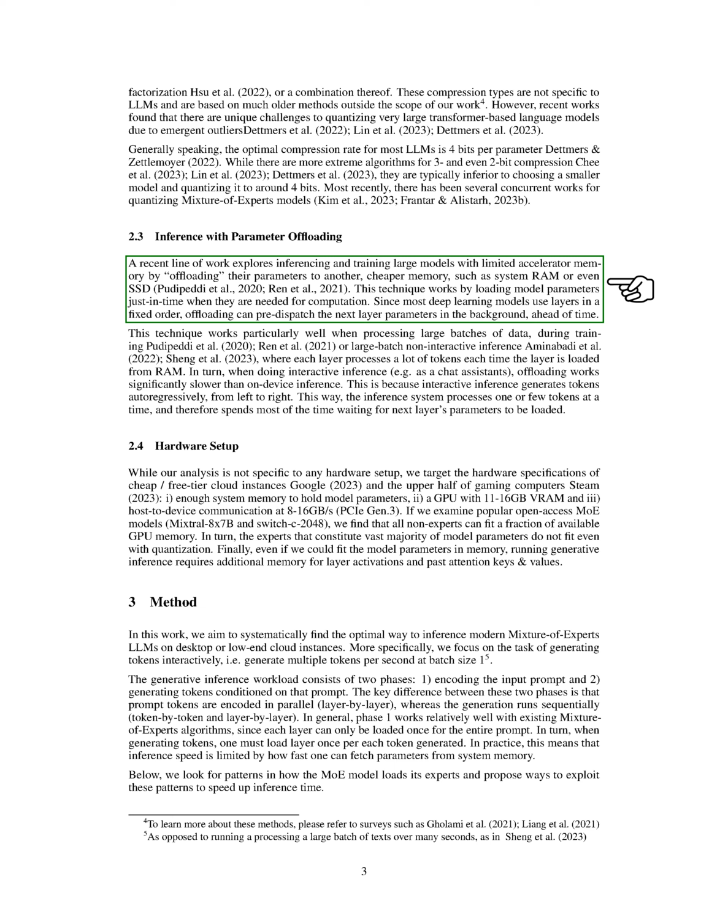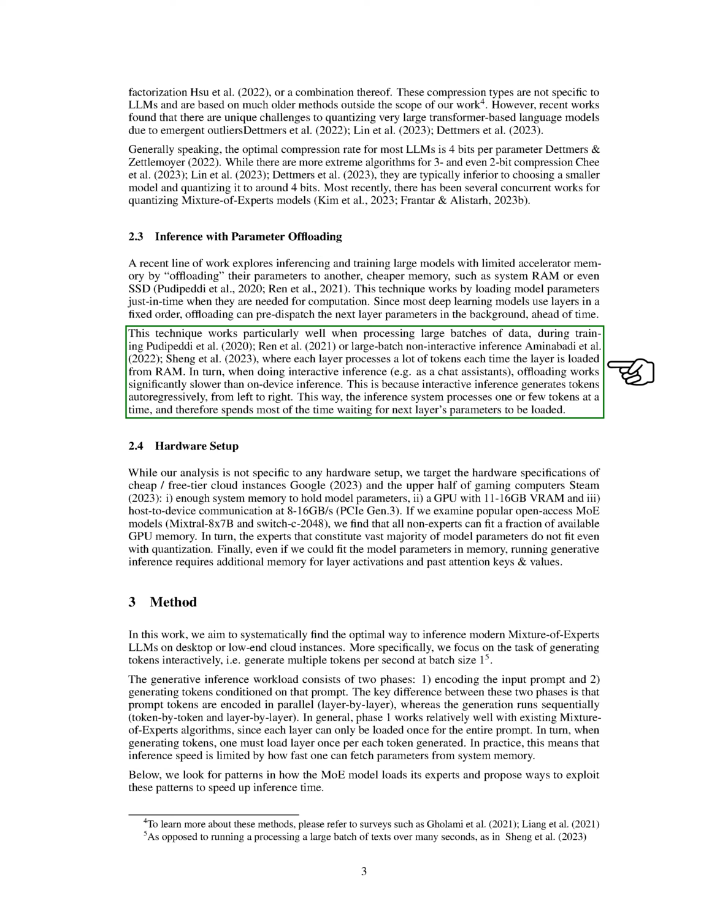Another approach to handling large models with limited accelerator memory is to offload their parameters to another, cheaper memory, like system RAM or even an SSD. This technique works by loading model parameters just when they're needed for computation. Since most deep learning models use layers in a fixed order, offloading can pre-dispatch the next layer's parameters in the background, ahead of time. This works particularly well when processing large batches of data, during training or large batch non-interactive inference, where each layer processes a lot of tokens each time the layer is loaded from RAM.